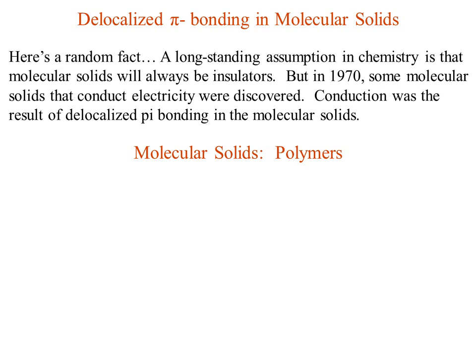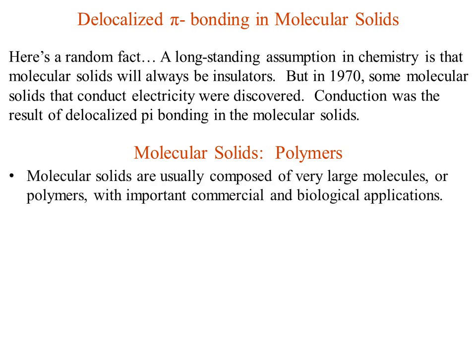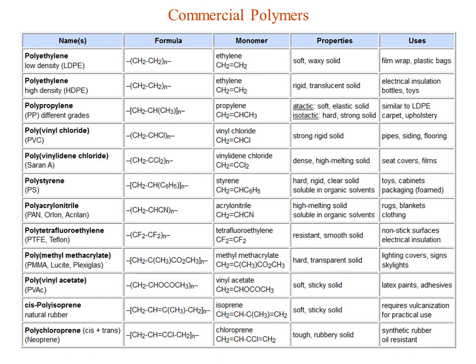Now, another type of molecular solid that you learn a lot about in biology class is polymers. Molecular solids are usually composed of small molecules, but when you make a polymer, they are composed of very, very large molecules. And there's some important commercial and biological applications, and we're going to look at those on the next slides. So here are some commercial polymers that we use in everyday life.